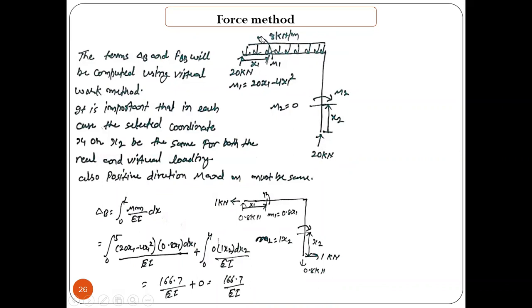As we have here, the UDL loading is also M1. We need to find M1, which is nothing but 20 into the perpendicular distance, that is x1, minus this UDL loading. It is going to rotate in this direction. How is it going to rotate? The 20 will try to rotate the body in this direction, and this 8 kilonewton, if you are taking the moment at this point, will try to rotate in this direction. So the rotations try to rotate in opposite directions.